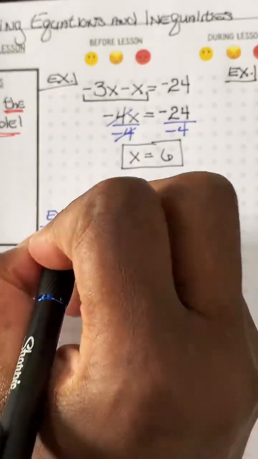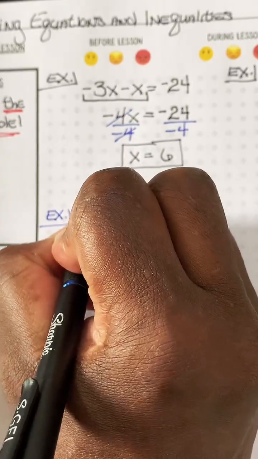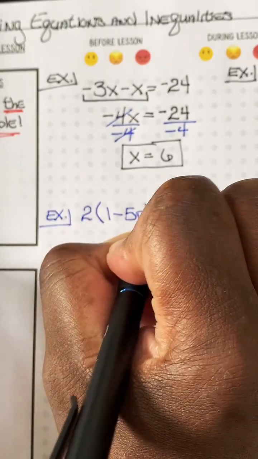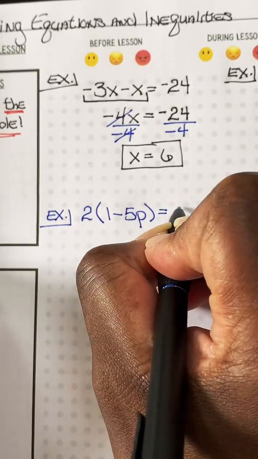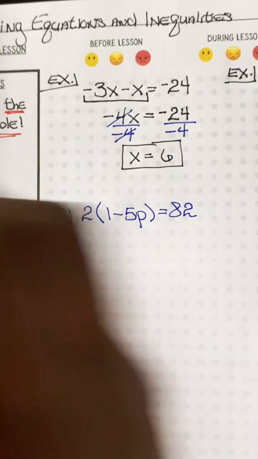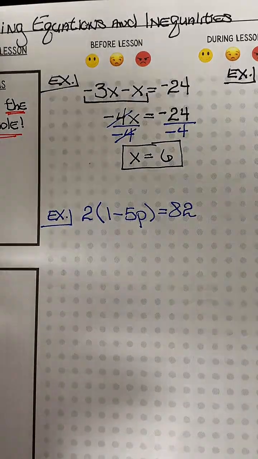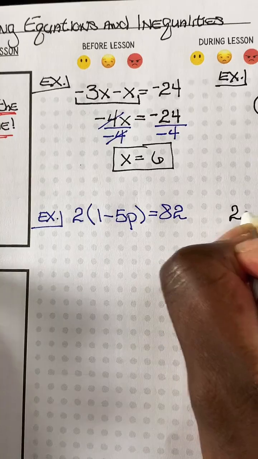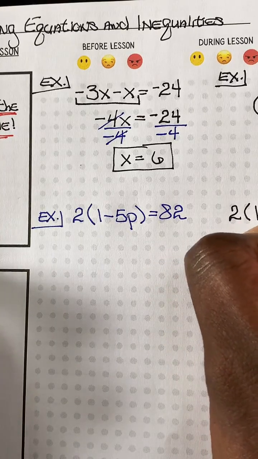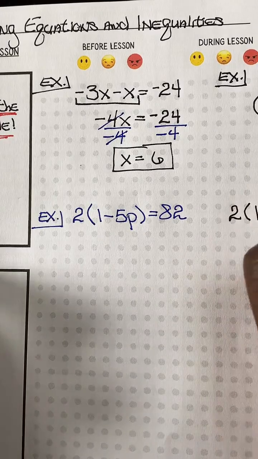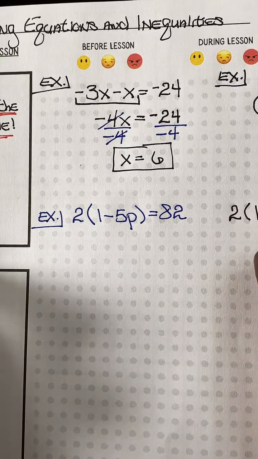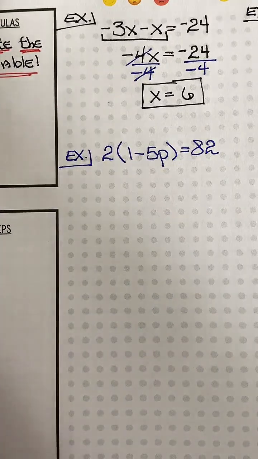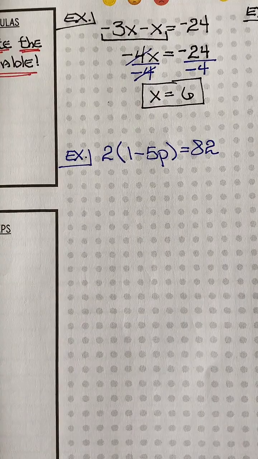All right, so let's try this one. We have 2 times 1 minus 5p equals 82. We can solve this one of 2 ways. Now I'm going to write it down twice because I'm going to show you. You can solve this one of 2 ways. But we're going to stick to this one first.